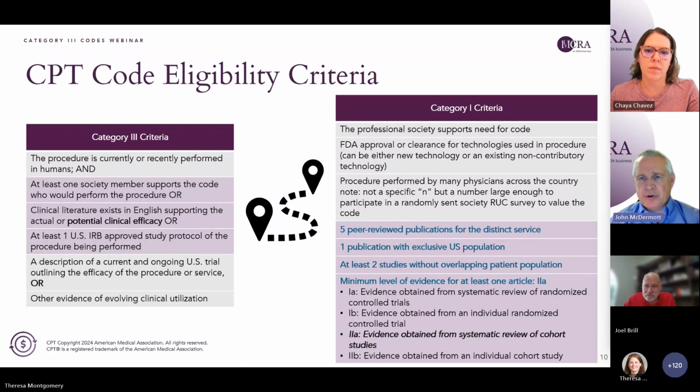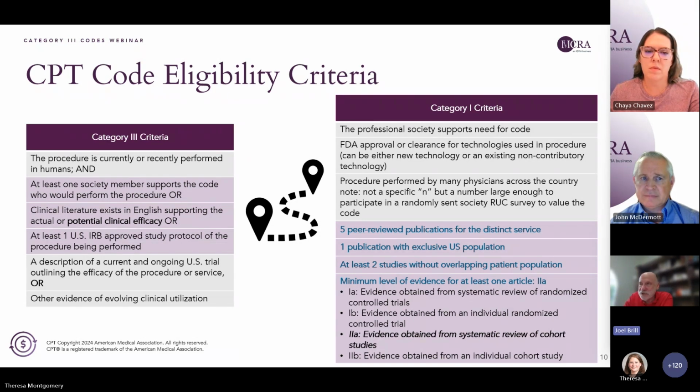And I know a particularly problematic request is to modify or update an existing Category 1 code as opposed to going through the Category 3 process, maybe a shortcut, for example. And Joel, I know you've been through this many, many times. What is the society's position on modifying existing Category 1 codes? Well, John, I think the fairest thing is to recognize, the audience needs to recognize the following.